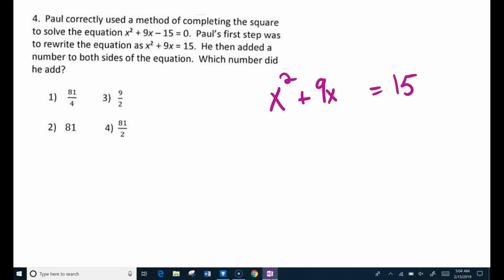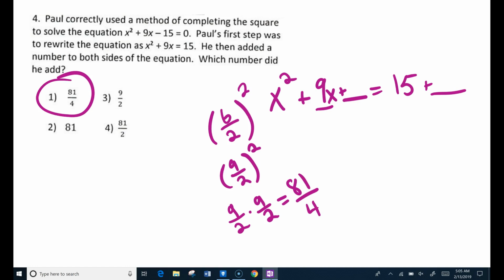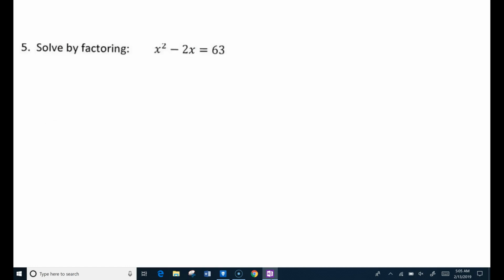So if you remember how to complete the square, this question's actually pretty straightforward, because you're just looking to see what b over 2 squared was, because that's what you'd be adding to both sides of the equation there. So your b number here is 9, so 9 divided by 2 squared would be 9 over 2 times 9 over 2, and remember, when you're multiplying fractions, you could just multiply straight across. So 9 times 9 is 81, and 2 times 2 is 4. So you get 81/4. Number 5. Solve by factoring.